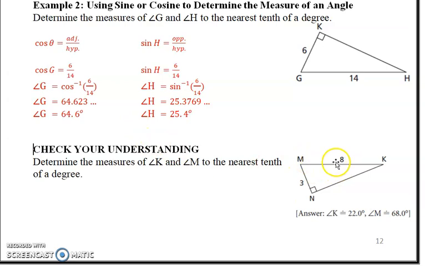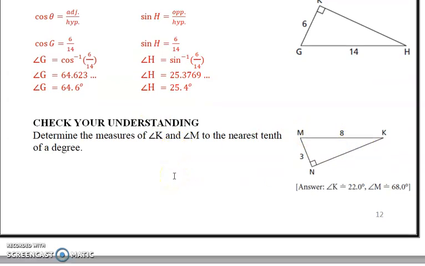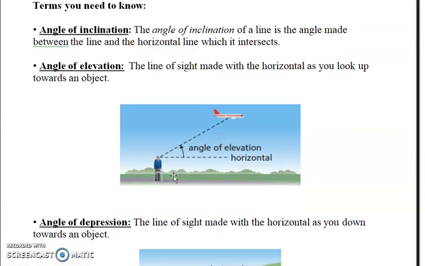It's done very similar to what we just did, so you can try that on your own. Okay. So next we're going to look at some terms you need to know. So we already did the angle of inclination. That's the angle made between the line and the horizontal line which it intersects. That was the one we did with the roof, the solar panels, if you remember.